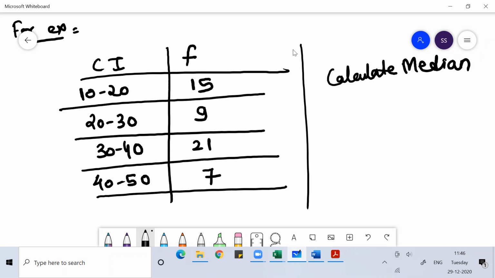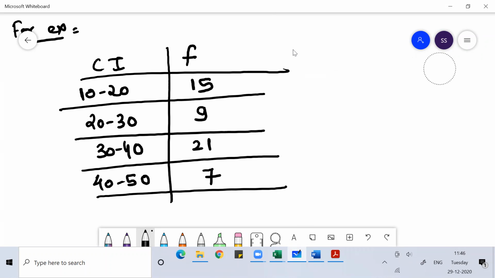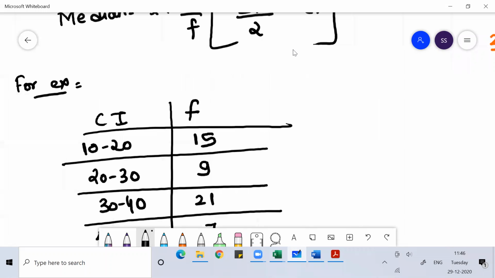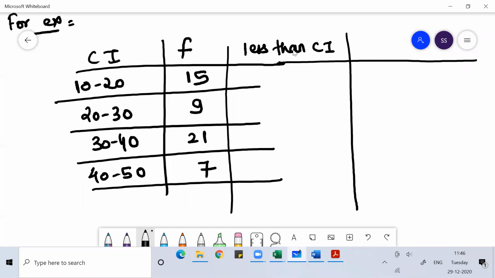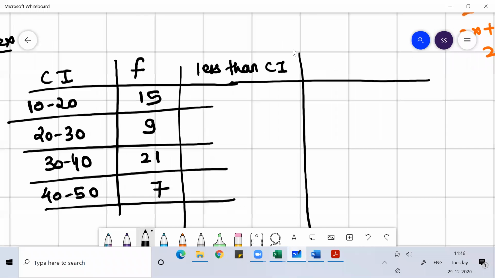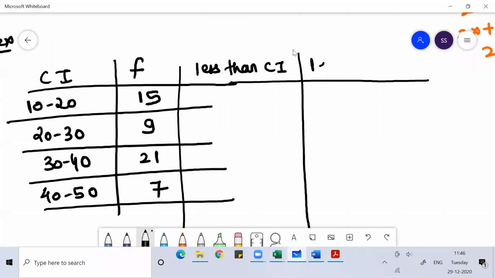Okay, so what is the first thing you need to do whenever you have to do the median calculation? The first thing you need to do is write less than class interval with less than cumulative frequency.